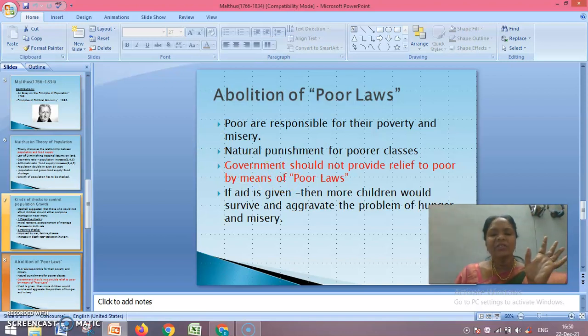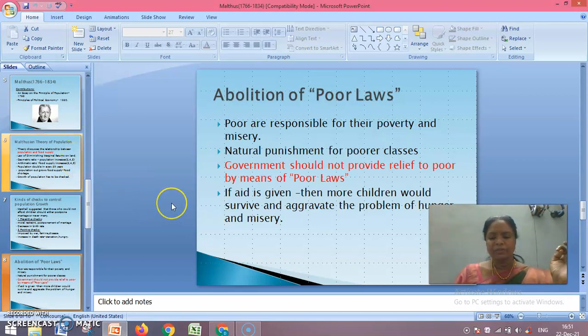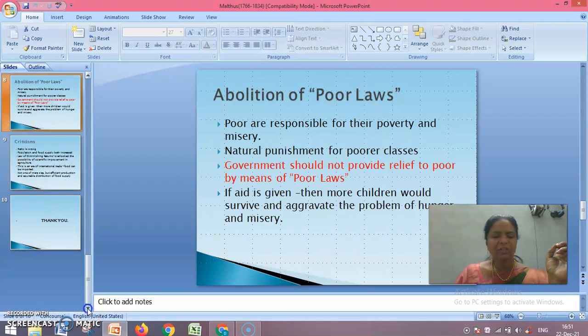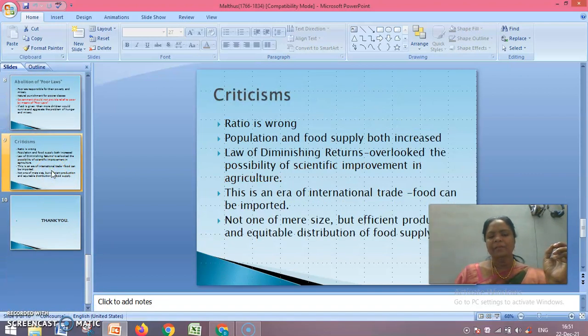And he is also advising the government to stop providing additional relief to the poor. If we provide additional relief, naturally people will not be taking any step to reduce the population. So if aid is given by the government, then more children would survive, and that will be aggravating the problem of hunger and misery. So he is advising the government not to provide additional relief to the poor. So this is the main view of Malthus's theory.